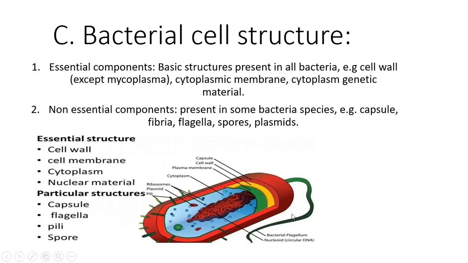The flagella is important for the bacteria to move, and the spores are something that bacteria form in hard conditions to protect themselves. So these non-essential components are not found in all of the bacteria, just in certain bacteria. And the plasmids are very important. They contain genes that confer resistance against antibiotics and other things in the bacteria, but they are not really essential. Not all bacteria have plasmids, and we're going to discuss the plasmids later on as well.